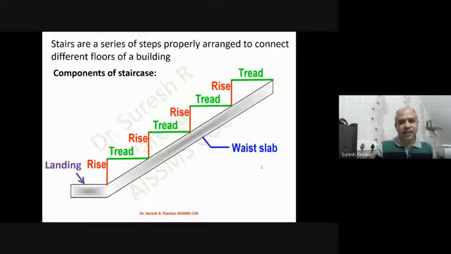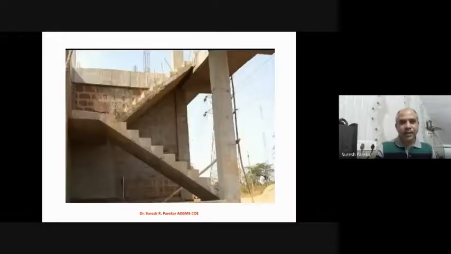Components of staircase. Whatever vertical part we have of the step is known as rise. Whatever horizontal part we have, that is known as tread. Then we have this as landing. This slab, which is below the steps, is known as waist slab. Then you can see we have this as a dog-leg stair. So this is rise, the vertical portion. Horizontally you have tread. This portion is the waist slab, and this is your landing.